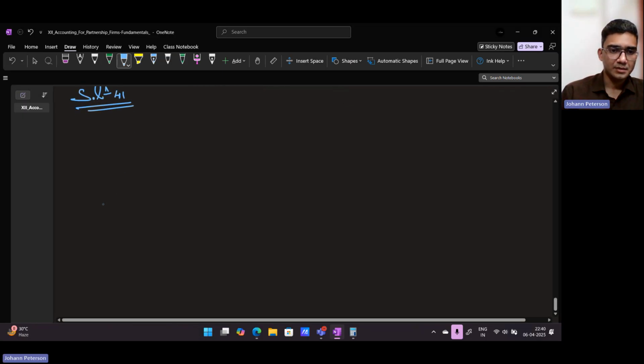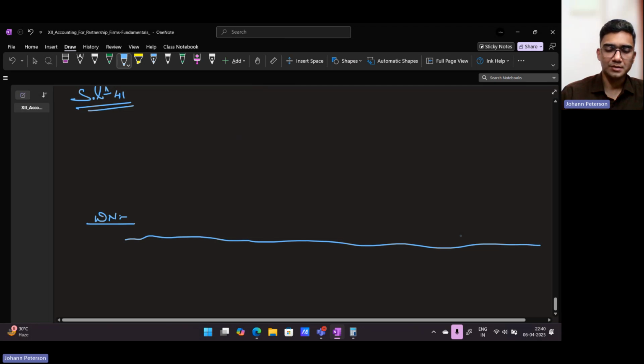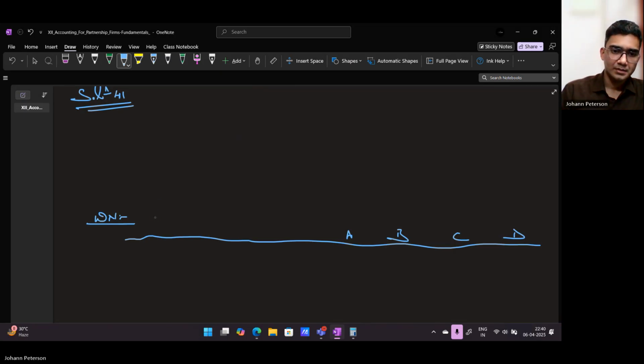So leave some space in your working note. You will make an adjustment table. Now here we have 4 partners, so we will write A, B, C, and D. The first thing to do is to take back the wrong profits distributed.